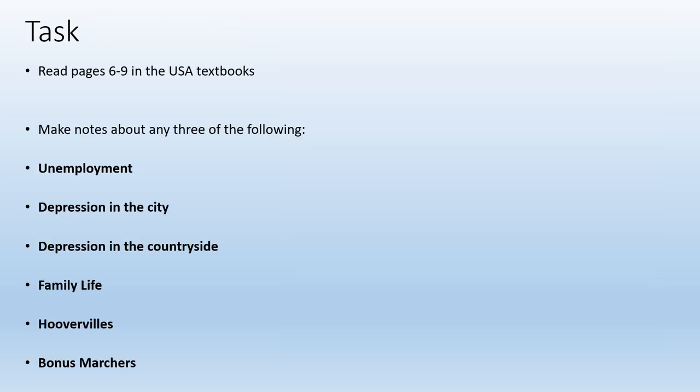Wonderful. So our last job today is to grab a USA textbook. If you're in a classroom, they're in the cupboard. If you're at home, the link has been uploaded for you to use. Have a look through pages 6 to 9 and make notes about any 3 of the following. You can make notes as a list, you can do them as mind maps, but we're going to be looking at the following: unemployment, depression in the city, depression in the countryside, family life, Hoovervilles, or bonus marchers. And what you'll notice, each of those terms listed on the screen now were actually headings in your textbook. So your job is to read those pages, pick any 3 out of these, make some notes about the following, and that will finish off our lesson for today.